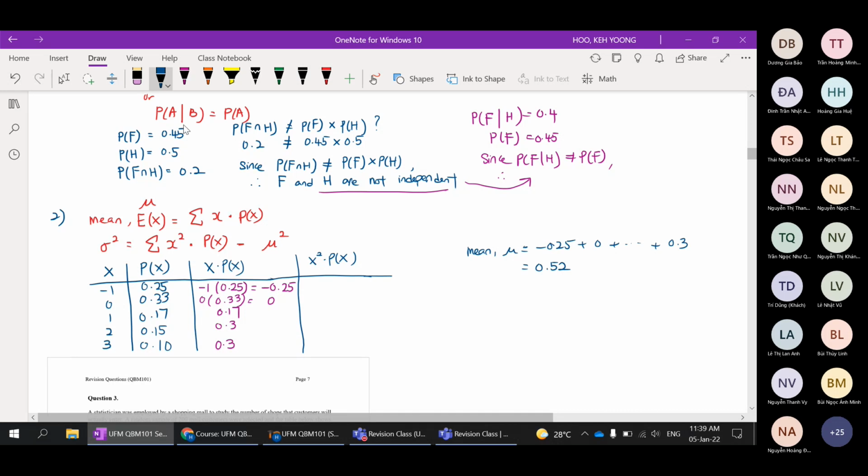How about variance? To calculate the variance, first you need to get the x squared times px. So x squared times px is, you square the x value first, then you multiply by its probability. So here you got 0.25. So do it for every single value.